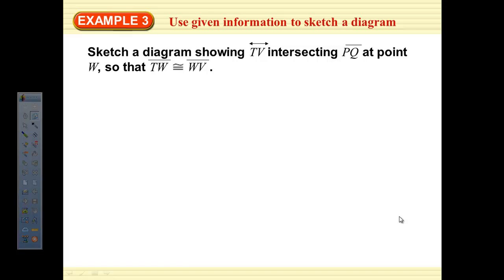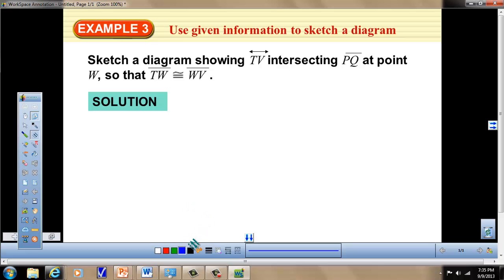For example 3, you're going to be given instructions on how to sketch a diagram, and you just draw what's there based on the information. So if you notice, it says to sketch a diagram showing line TV intersecting PQ at point W so that TW and WV are congruent. Everyone's going to have a slightly different answer here. My version of this would look something like this.